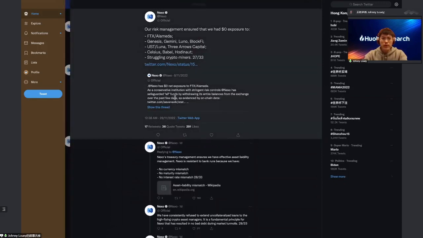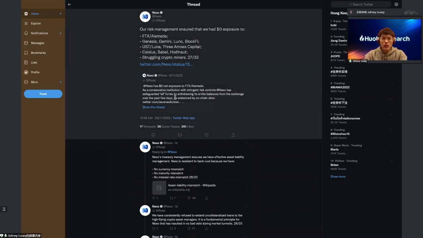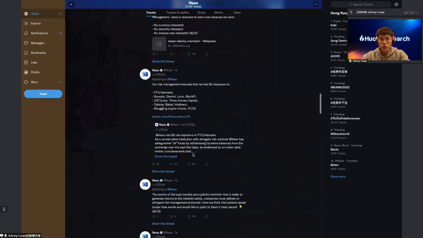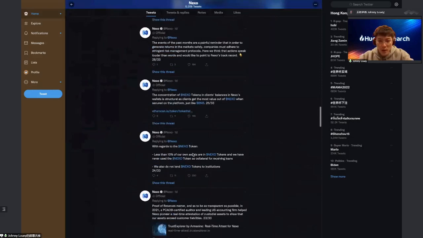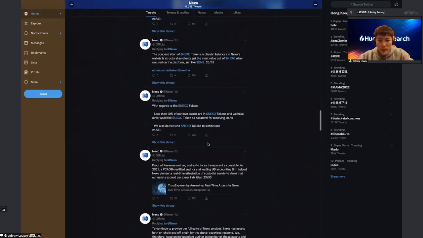This one is just a clarification, saying that Nexo has zero exposure to FTX, Genesis, Gemini, BlockFi, Luna, Three Arrows Capital, Celsius, Babel Holding. Basically all institutions which went bankrupt in the past few months, and Nexo is now saying they don't have exposure to these institutions. So what I'm going to show you is their business structure.